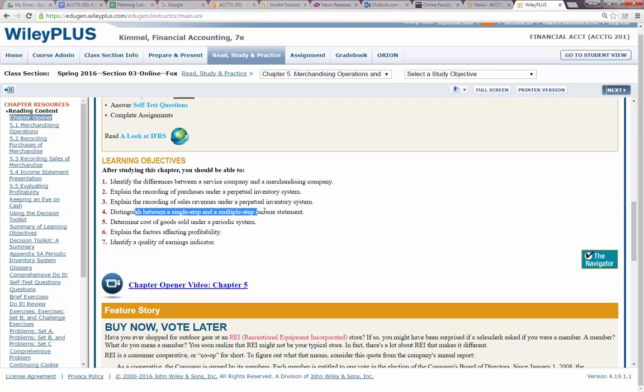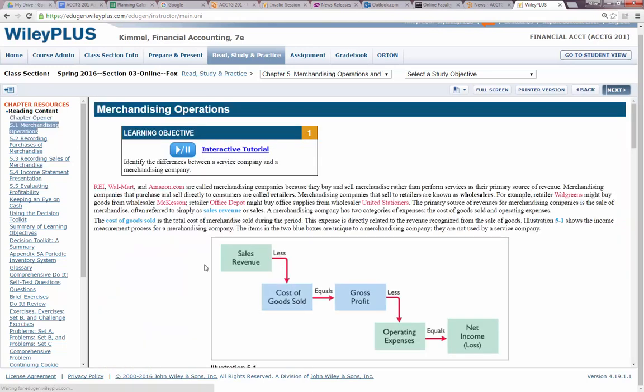And then we have distinguishing between a single step and a multi-step income statement, which is pretty easy, and how to figure out cost of goods sold. And so that should be about it. Let's take a look at it.